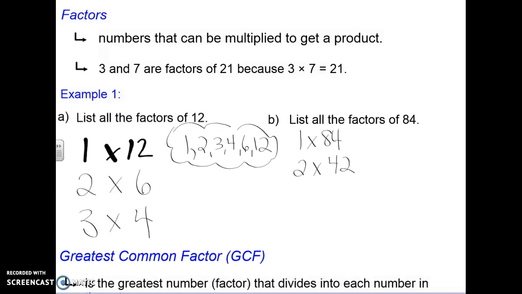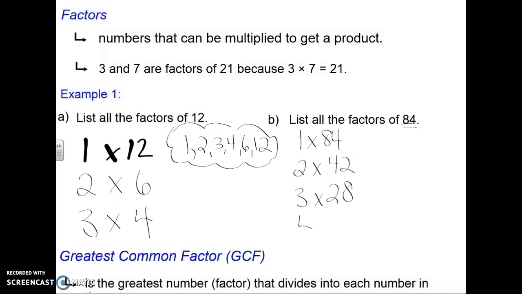3 also divides into it, and this is a nice place to think about your divisibility rules. If the number is even, 2 is going to go into it. If it's divisible by 3, I look at my 2 digits. 8 plus 4 is 12, and 12 is divisible by 3. So then I know that 3 divides evenly into 84. And you can always use your calculator to check. So 84 divided by 3 would give me 28.